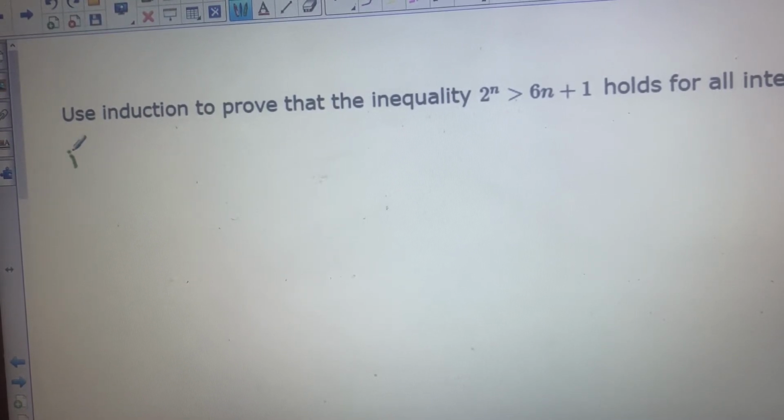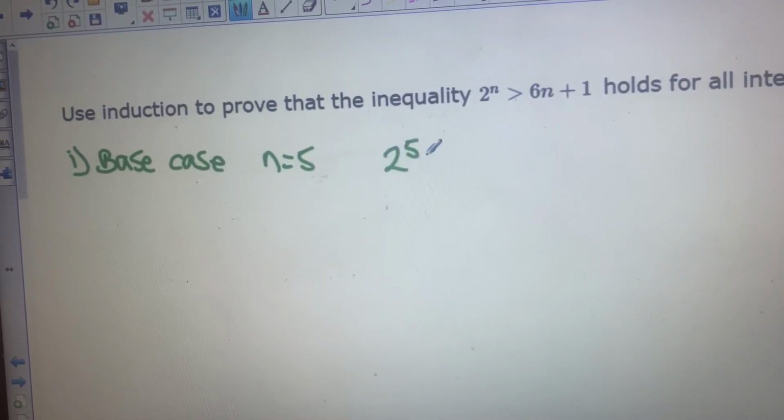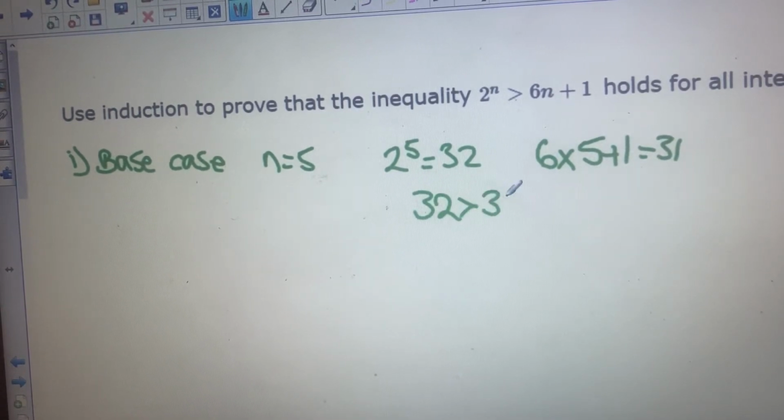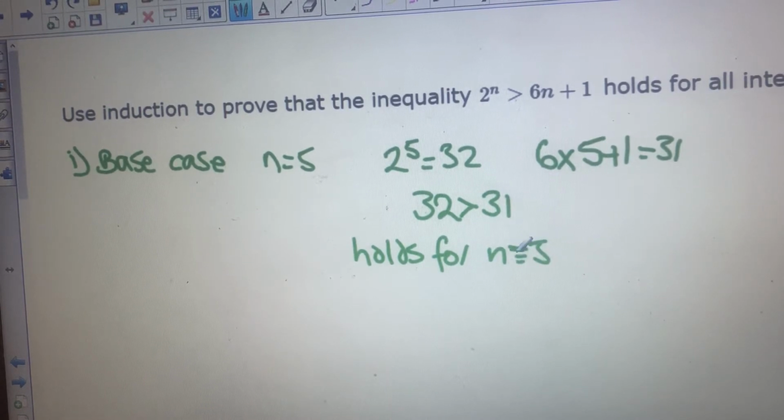I'm now doing a new tactic with my pen where I hold it really low so that I don't accidentally press the buttons. So first of all, let's look at our base case. Base case, n equals 5. You can see that 2 to the 5 is 32. 6 times 5 plus 1 is 31. 32 is greater than 31. Therefore, it holds for n equals 5.